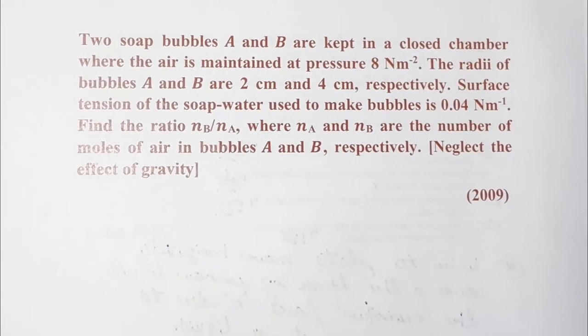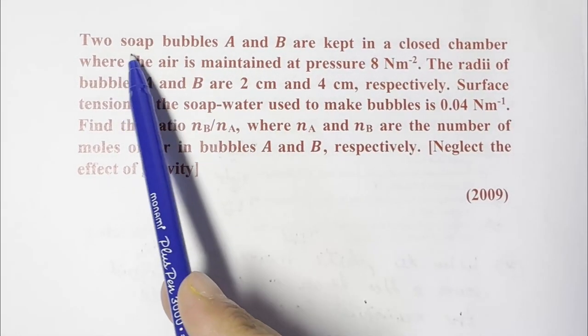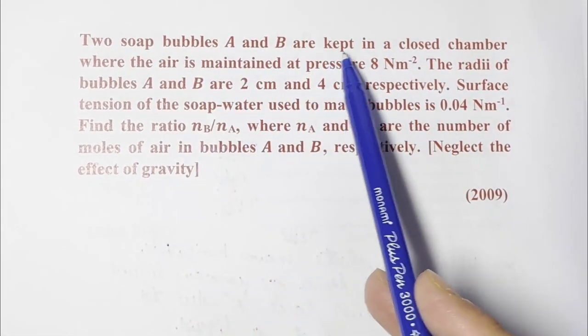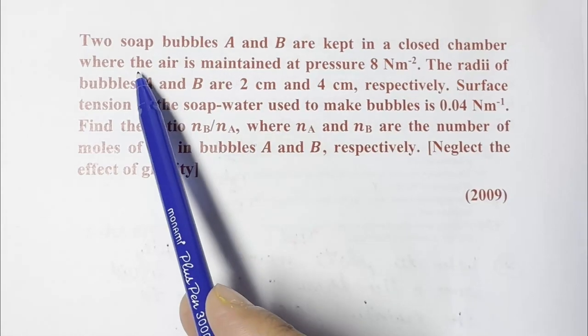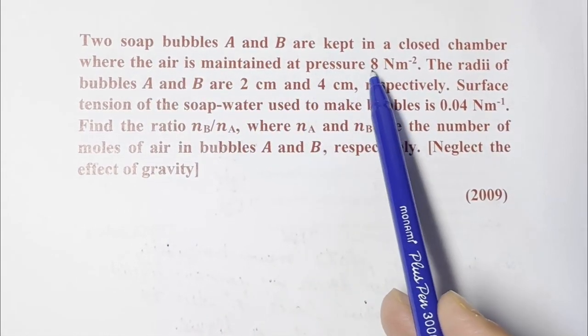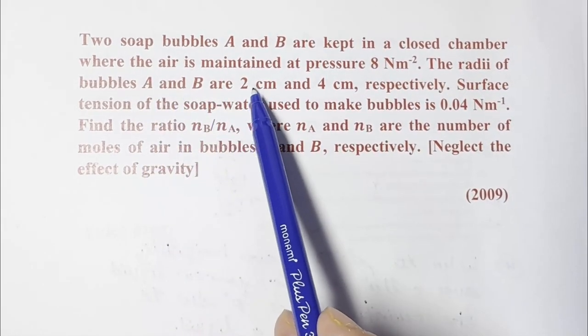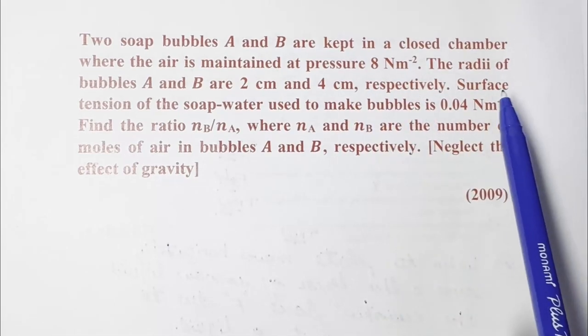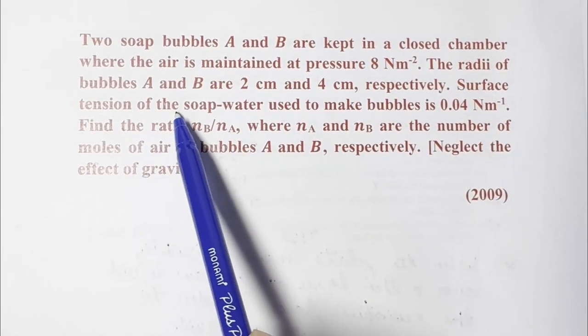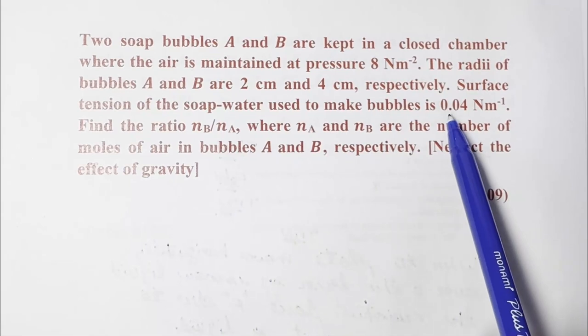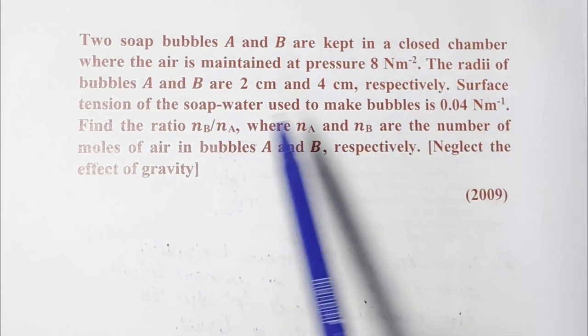Hello friends, today's question. Two soap bubbles A and B are kept in a closed chamber where the air is maintained at pressure 8 Newton per meter square. The radii of bubbles A and B are 2 cm and 4 cm respectively. Surface tension of the soap water used to make bubbles is 0.4 Newton per meter.